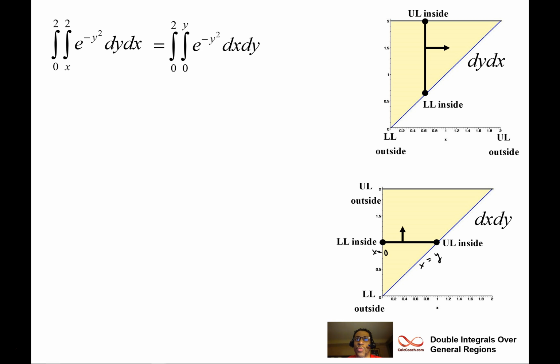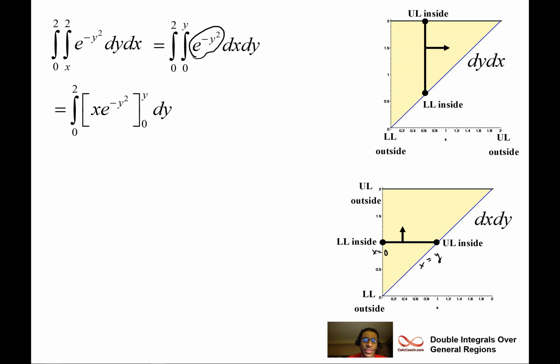Now this is supposed to be helpful to us. Why was this beneficial? Why was this switch good for us? It's because we're integrating with respect to x first. And this interior integral with respect to x is of a function who is only of y. That function is constant with respect to x. It's the same as integrating 4 with respect to x, the integral is 4x. So integrating e to the minus y squared with respect to x is just x e to the minus y squared.